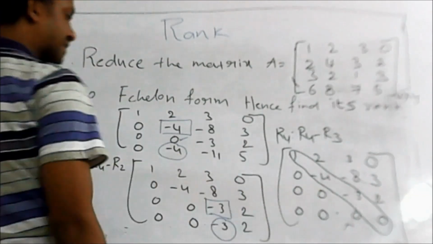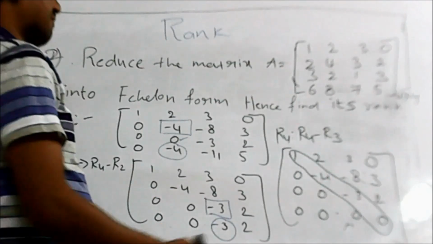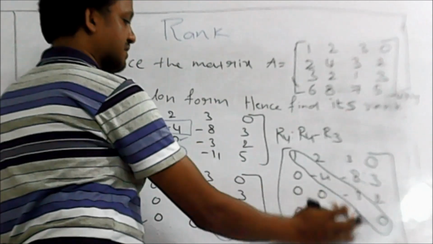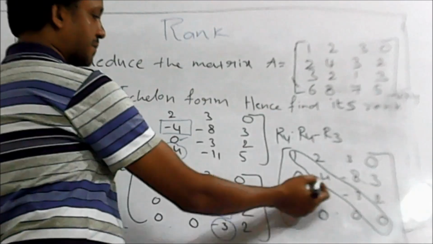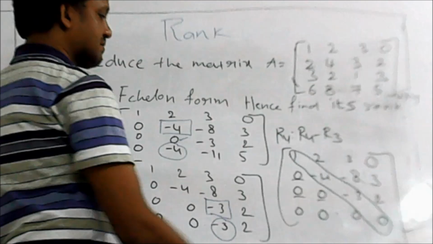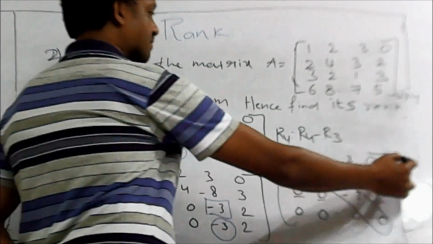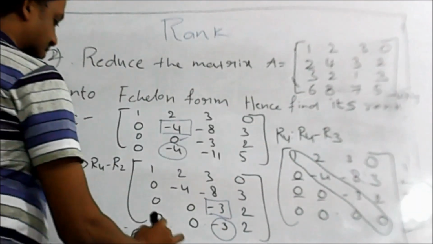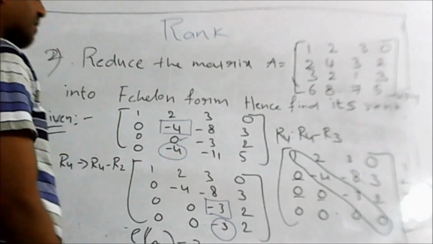So it automatically satisfies the properties of row echelon form. What is the property of row echelon form? Any zero rows are at the last. Here the zero row is at the last, so the first property is satisfied. Second property: the number of zeros in the non-zero rows, here 1 zero, here 2 zeros, is in increasing order. So it satisfies the properties of row echelon form. What about the rank? It is the number of non-zero rows. Here 1, 2, 3: 3 non-zero rows. So the rank of A is 3. The given matrix is 4 cross 4, but the rank is 3.